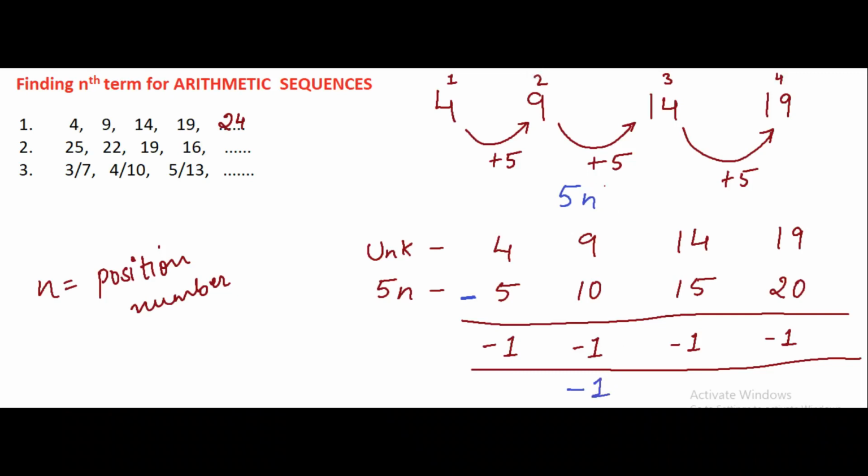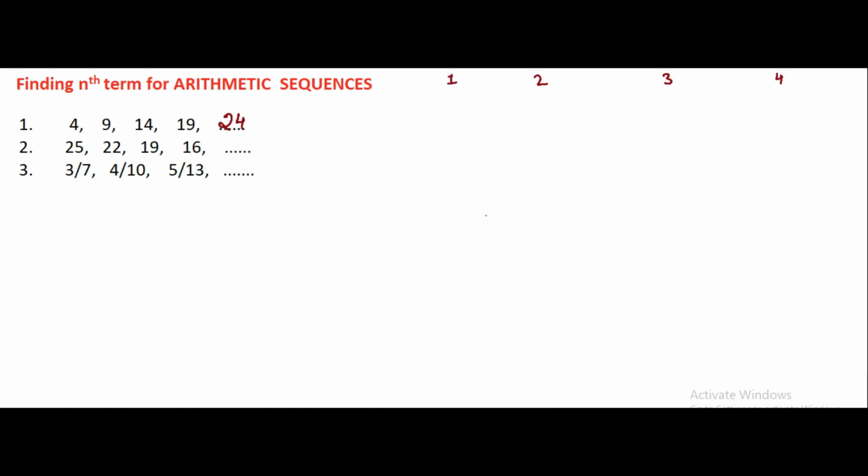And that is basically your nth term in this case. You just need to write these two together. It is 5n minus 1. This is your answer for this question.